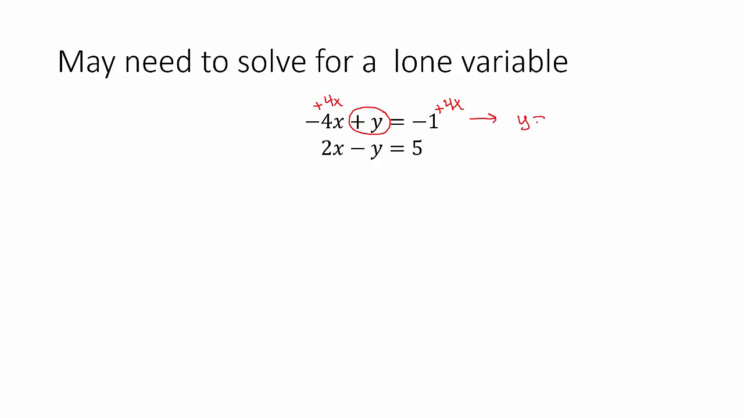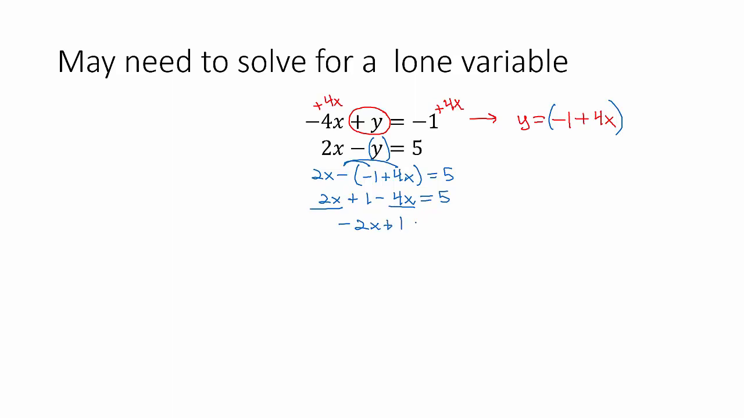And when we do, we get y equals negative 1 plus 4x. And now that we have y equals this stuff, we can go to the other equation and stick that stuff in there. 2x minus, always in parentheses, negative 1 plus 4x equals 5. Distribute that negative through. 2x plus 1 minus 4x equals 5. Combine like terms. Negative 2x plus 1 equals 5.